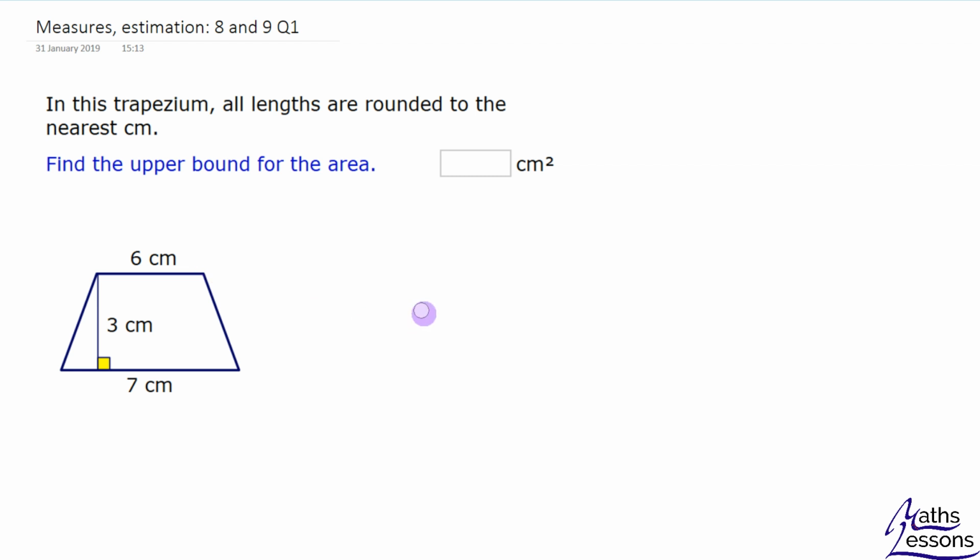So we're going to start off with this question, which at level 8, 9 should be reasonably straightforward. And I'm going to give you a minute. This one, go.